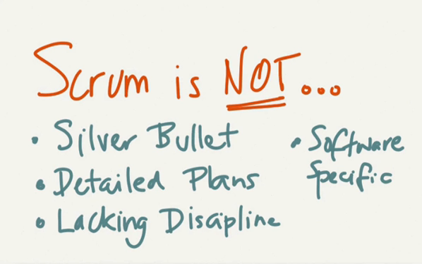Scrum does not lack discipline. It is not cowboy development. We do not just develop software as we feel like it. Scrum is a very disciplined process. It has detailed roles and responsibilities. Scrum is not software specific. It can be used to develop any software, including games. There are many software tools out there that help us to use Scrum, but Scrum does not require us to use a particular software tool.